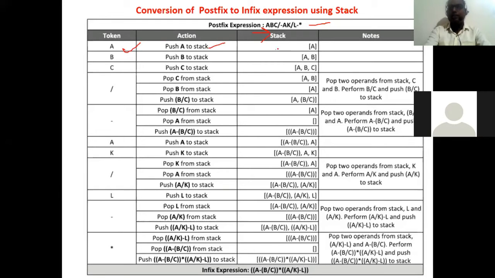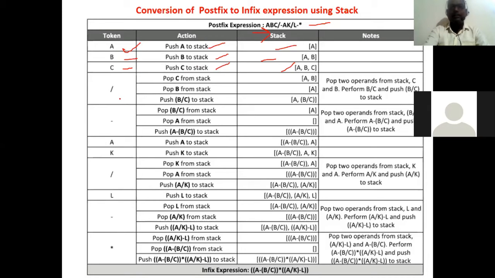So the stack will have A. After that, the second symbol is B, and B is also an operand, so push B onto the stack. In the stack A was there earlier, now B goes on top of it. Now the next symbol is C. C is also an operand, so push C onto the stack. So the stack has three elements: A, B, and C.